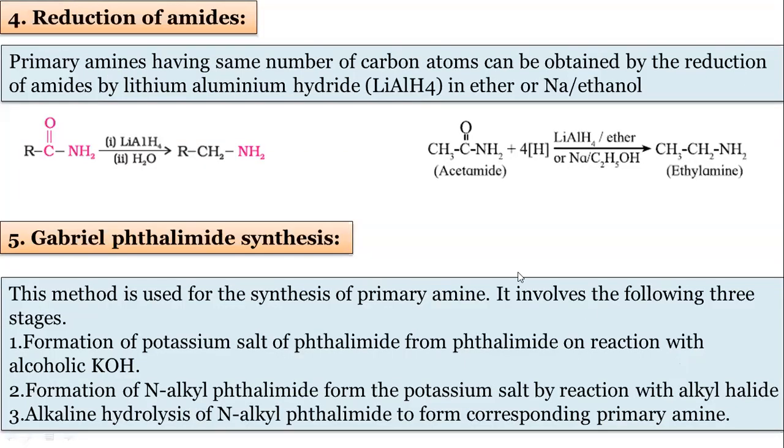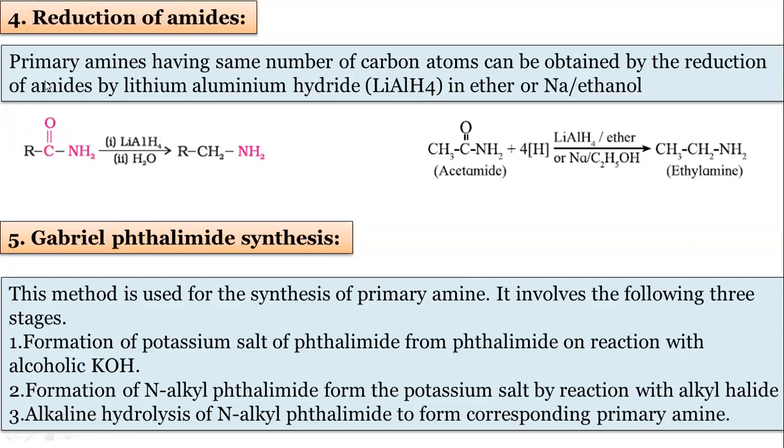Then this is a reduction of amides. Amines and amides are different functional groups. In case of amines, RNH2 is a primary amine. When two alkyl groups are there, it is a secondary amine. When three alkyl groups are there, it is a tertiary amine. But amide is different. In an amide, the carbonyl CO group is introduced in between this R and NH2. So this is called an amide.